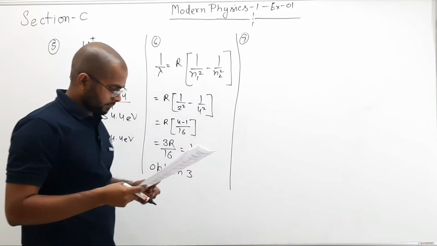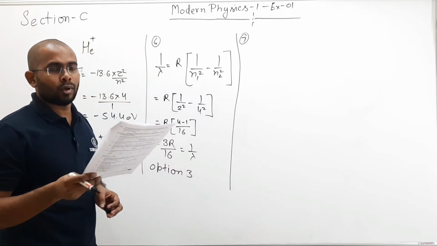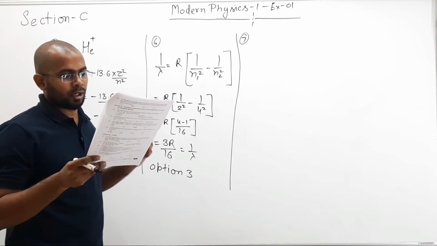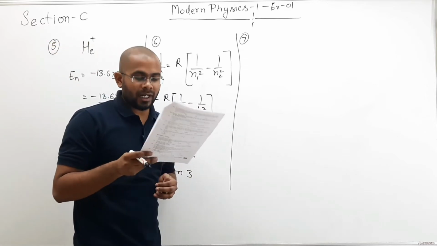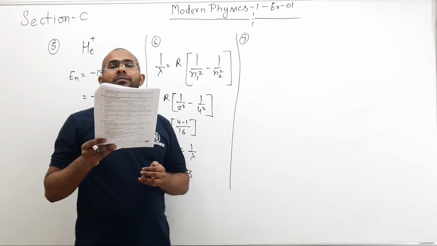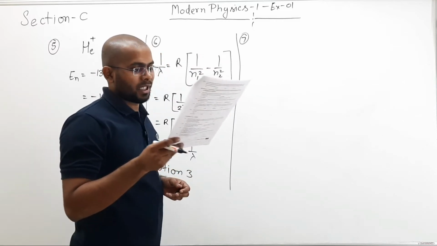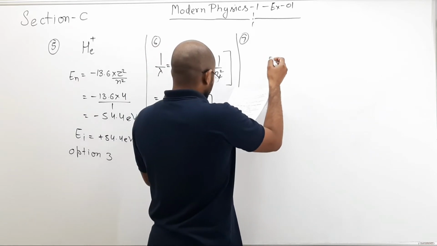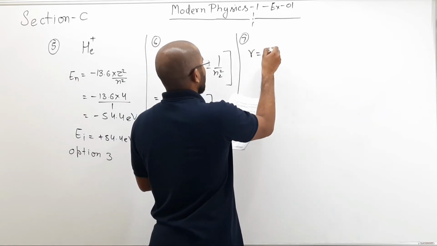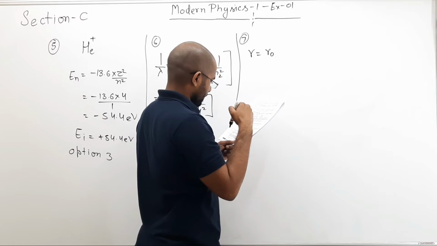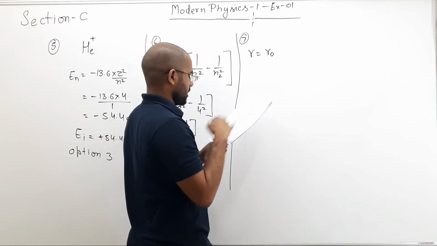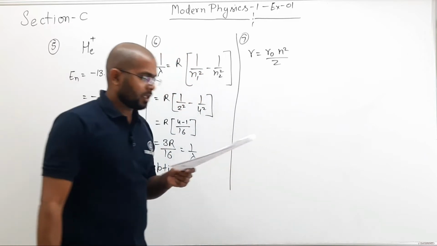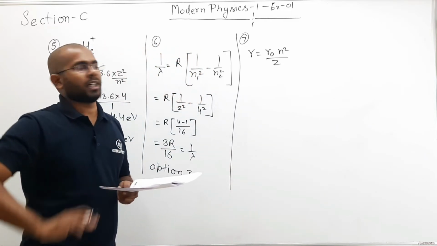Question number 7. If a naught is the Bohr radius, the radius of the n equal 2 electronic orbit in triply ionized beryllium is. Now the atomic number of beryllium is Z equals 4. So what do you write? Radius r equals r naught n square divided by Z. That is the radius of any orbit.